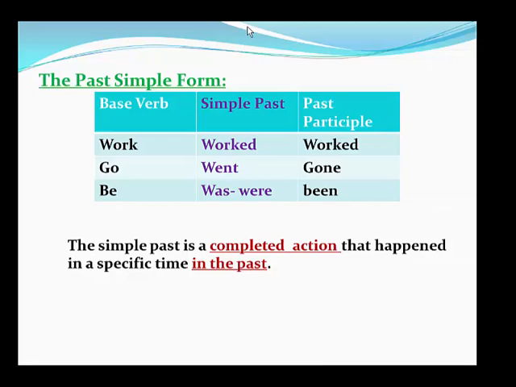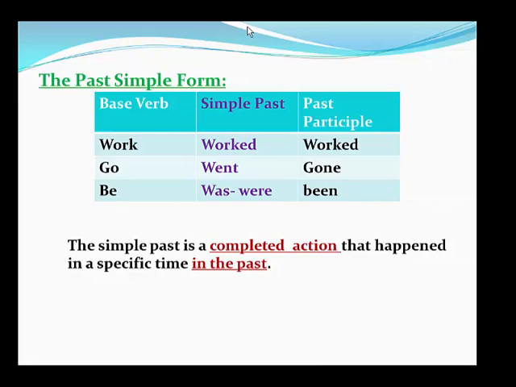Let's see the verb to be. The base verb is to be. In the simple past we have was or were. Was with I say I was, he was, she was, and we have were, they were, we were, and you were. And the past participle becomes been. So the verb to go and to be, we call them irregular verbs. Why irregular? Because they change.